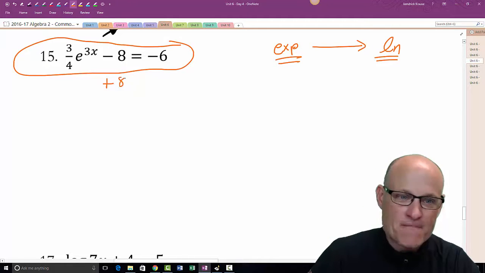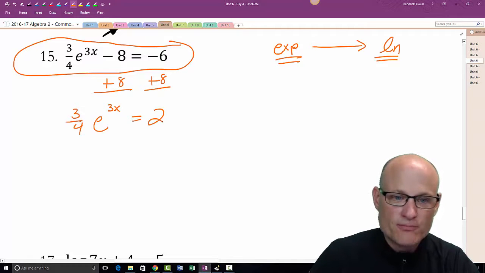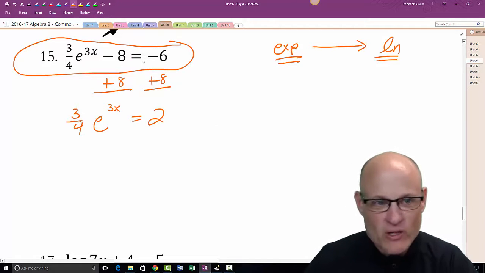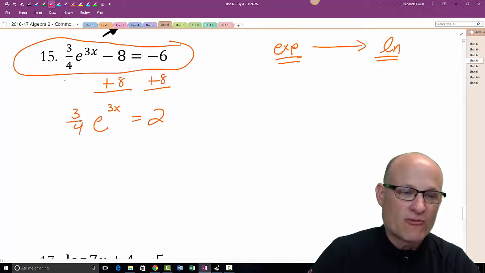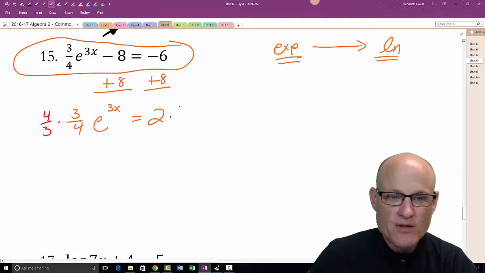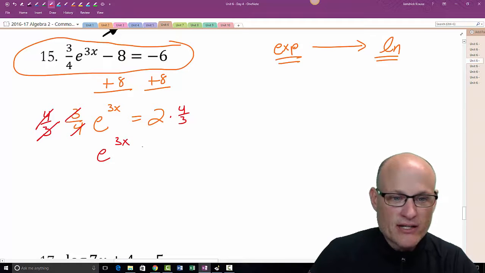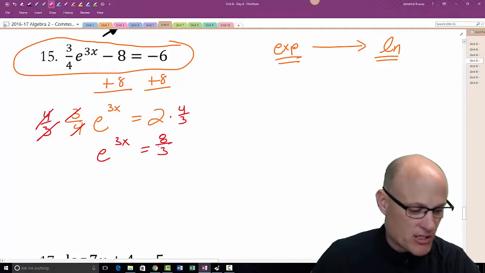We're going to add 8. Add 8. So I get 3/4 e to the 3x equals 2. I still have to get the weird thing alone. Now, I get rid of fractions by multiplying by the reciprocal. 4/3, 4/3. These go. These go. I get e to the 3x. And if you put that in your calculator, it would just tell you that it's 8/3. Okay?